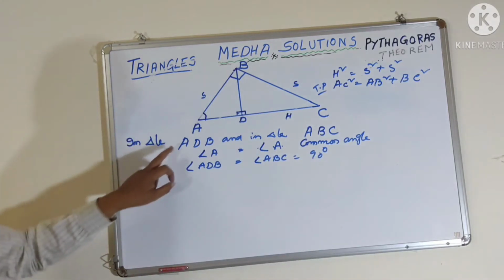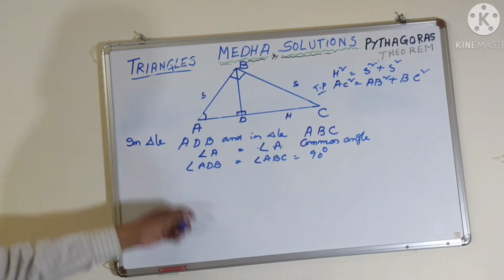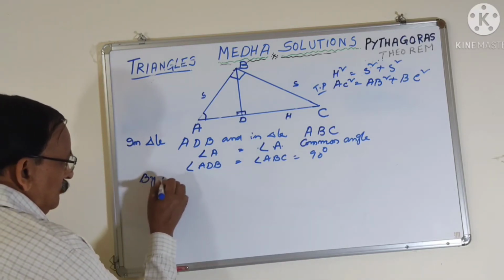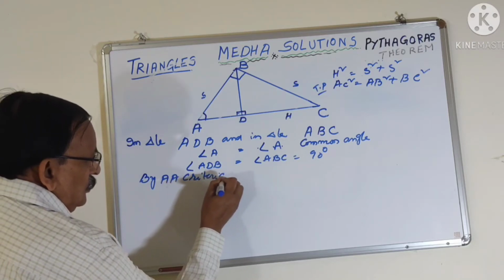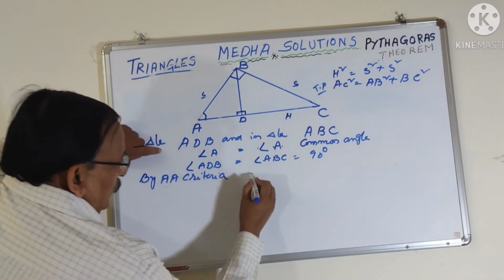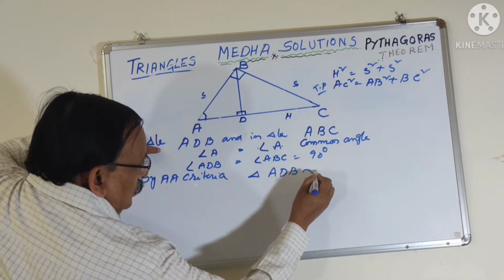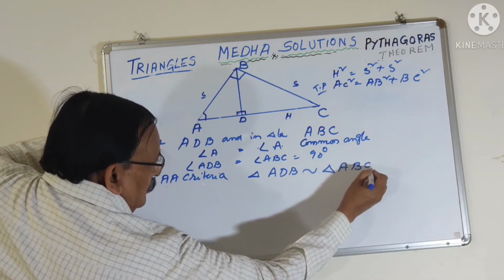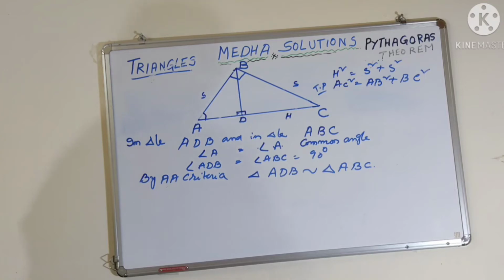So in these two triangles, two angles are equal, corresponding angles. So here by AA criteria, triangle ADB is similar to triangle ABC. I told you only two angles are enough to prove the similarity, AA criteria.